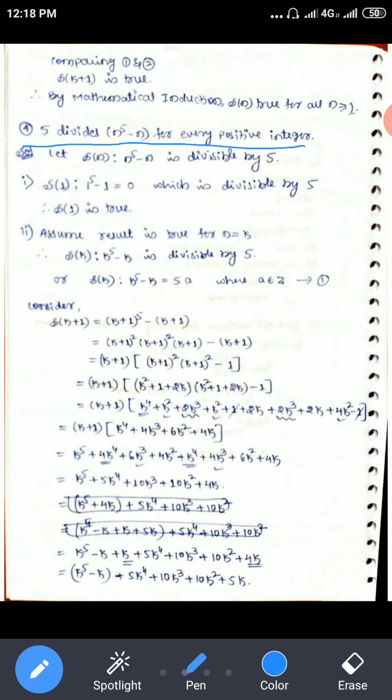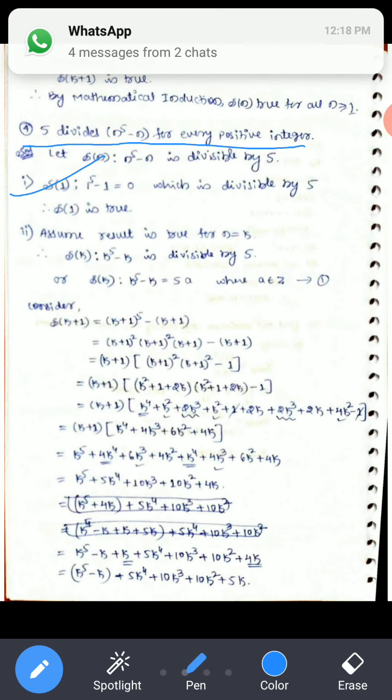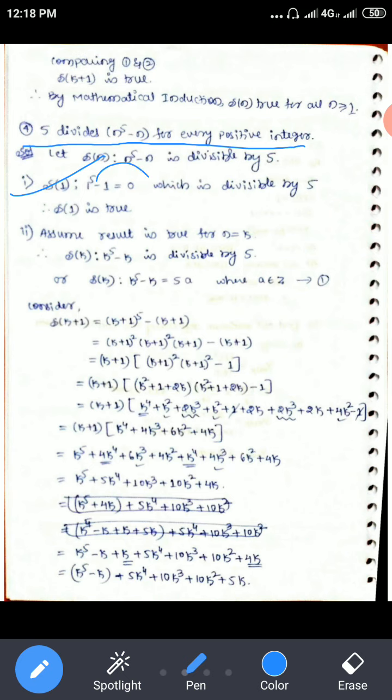So I'll check the result is true for n is equal to 1. That is 1 raised to 5 minus 1. So 1 raised to 5 is 1, 1 minus 1 is 0. So 0 is divisible by 5. Therefore, the result is true for n is equal to 1. That is, S of 1 is true.